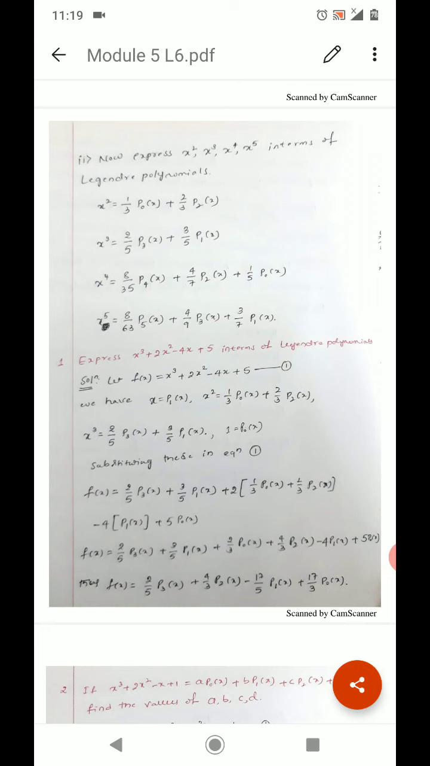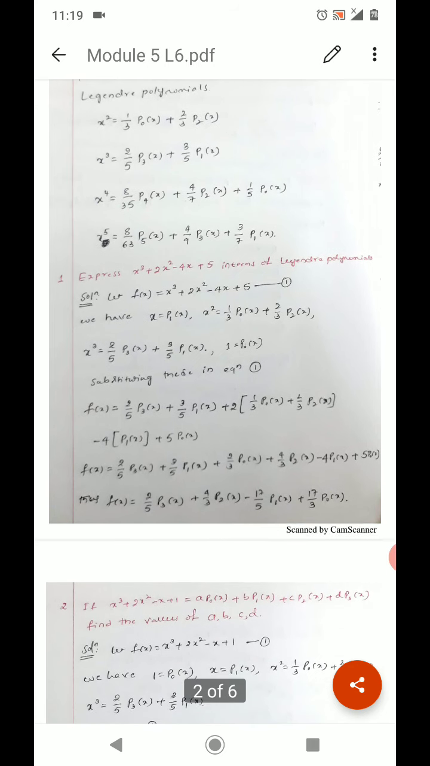So solving this, we get f of x is equal to 2 by 5 P3 of x plus 3 by 5 P1 of x plus 2 by 3 P0 of x plus 4 by 3 P2 of x minus 4 into P1 of x plus 5 into P0 of x. Therefore, f of x becomes 2 by 5 P3 of x plus 4 by 3 P2 of x minus 17 by 5 P1 of x plus 17 by 3 P0 of x. So this is the required result in terms of Legendre's polynomial.